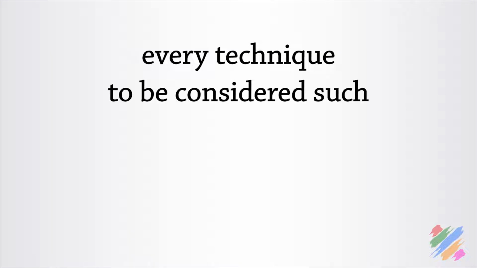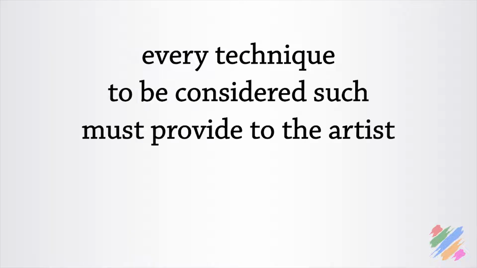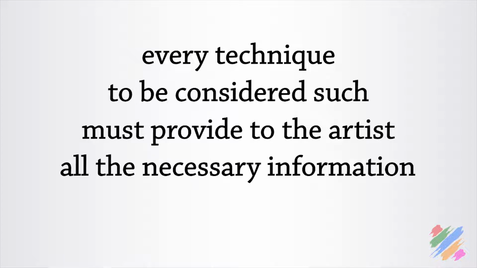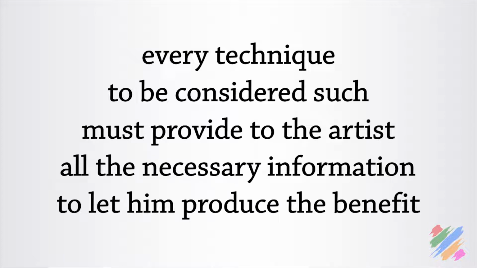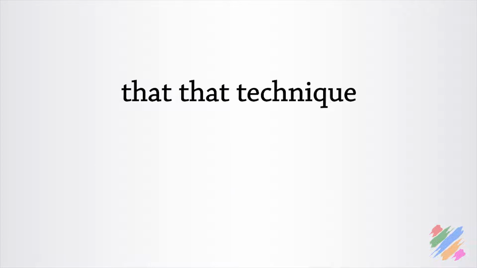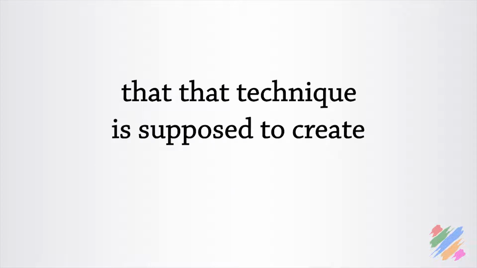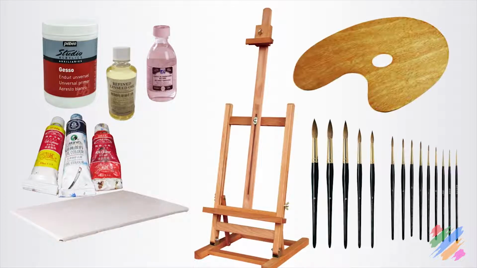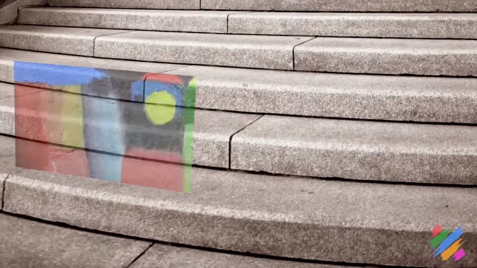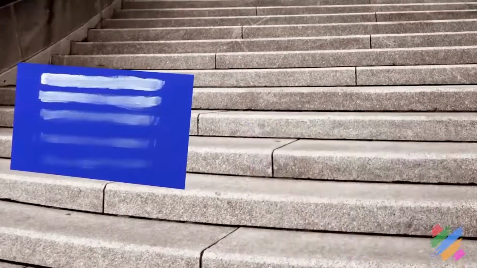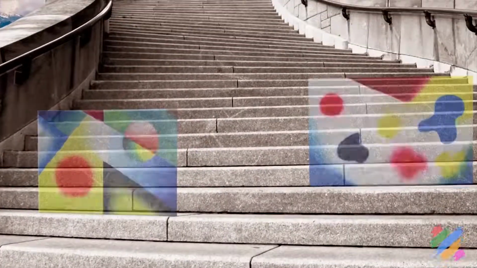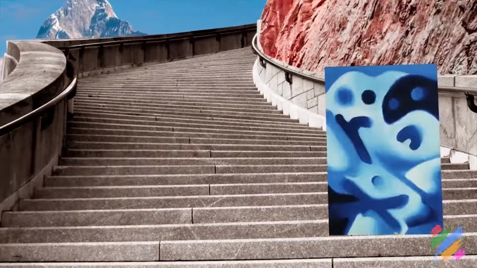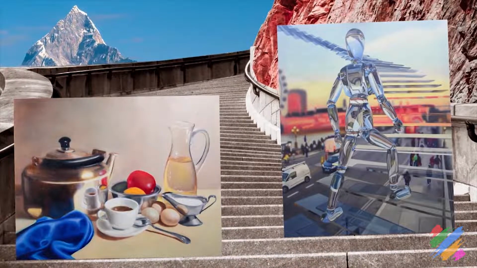Every technique to be considered such must provide to the artist all the necessary information to let him produce the benefit that that technique is supposed to create. So, just for example, it should report the list of the materials and the tools needed. It should explain, describing a sequence of actions, how, using those tools, an artist with the right level of experience can turn those materials into the artwork.